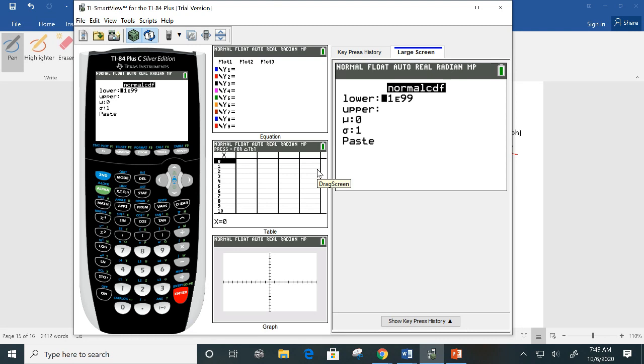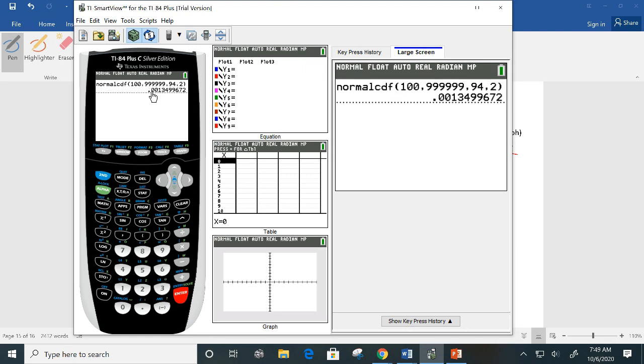My lower bound is 100. My upper bound, really big number. Mean is 94. Standard deviation is 2. And I'll go down and hit paste. So hit enter, and hit enter again. And it'll get me my answer of 0.0013.